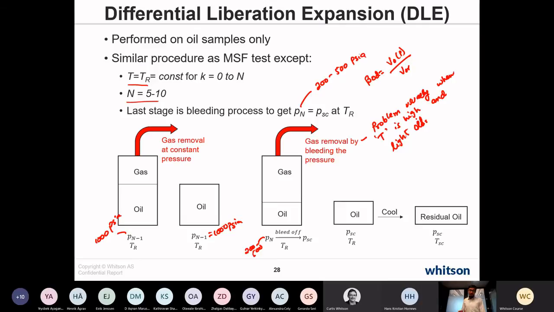Okay, so that's how I tried to explain the bleeding process, why and when it is done, and Curtis rightly mentioned that it's usually a problem when the oils are lighter and the temperature is very high. And in the DLE experiment, the last stage is actually the standard pressure and the reservoir temperature, and then we just cool that residual oil to standard pressure and standard temperature. So that's the residual oil that we get, and we analyze that for the composition in the DLE experiment.